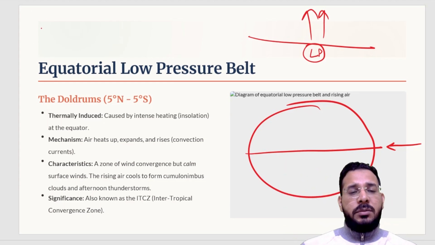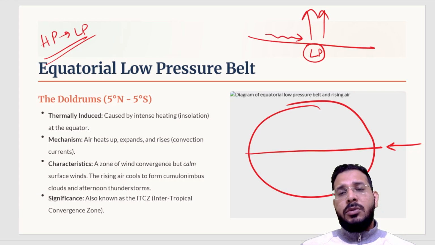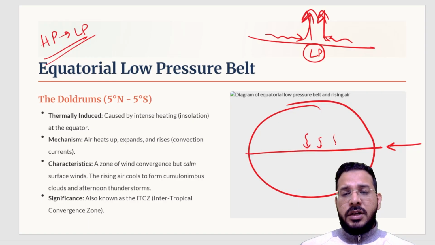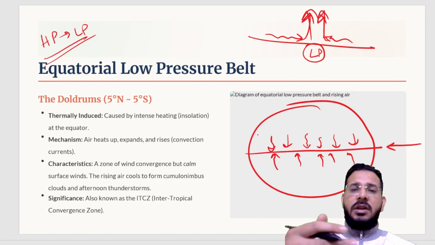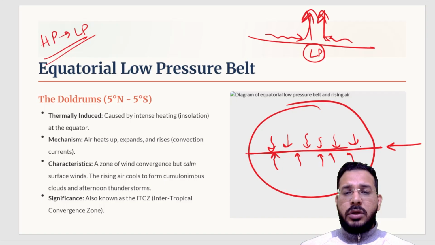And we also have to know one principle that wind will always flow from high pressure to low pressure. So in the equatorial region, when there is low pressure, the winds will come towards the low pressure, they will converge over here and they will rise above. So the winds are coming from the northern hemisphere and from the southern hemisphere towards the equator. And here they will converge, and they will rise above. So this region is called the equatorial low pressure belt.